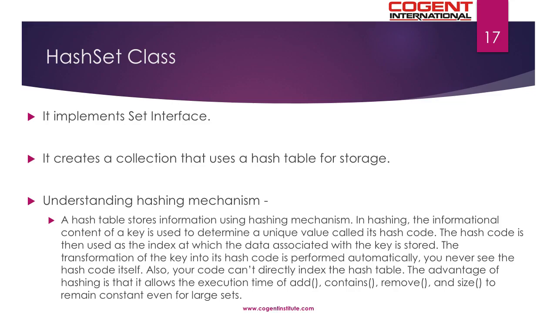The transformation of the key into its hash code is performed automatically. You never see the hash code itself. Also, your code can't directly index the hash table. The advantage of hashing is that it allows the execution time of add, contains, remove, and size to remain constant even for large sets.